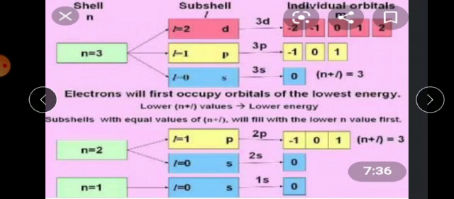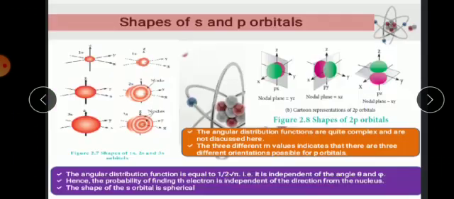N is equal to 3. Three subshells S, P, D. Here L is equal to 0, S value is 0, L is equal to 1, P value, and L is equal to 2, it is D orbitals. So S is equal to 0, P is equal to minus 1, 0, plus 1, and D, L is equal to 2 value, so minus 2, minus 1, 0, 1, 2. So S has only 1 orbital, P has 3 suborbitals, and D has 5 orbitals.